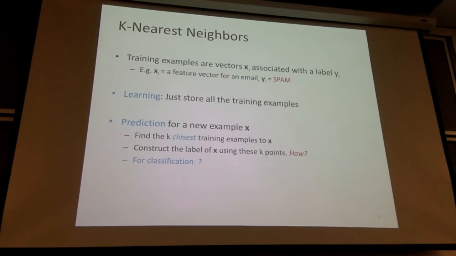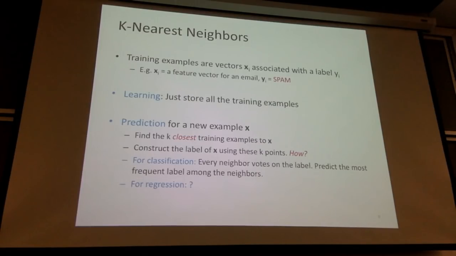How do you do that for classification? So let's say you have k closest points. You could weight them by how close they are, but if you don't want to implement all this weighting business, you could just have them vote. So you just take the majority label. You could predict the most frequent label among the neighbors, and that's basically your k nearest neighbors classifier. If you had to do regression, remember in regression, the label is a real number. So you have k neighbors, you have k real numbers, and you have to convert those k numbers into a single one. What would you do? Average. That's it.